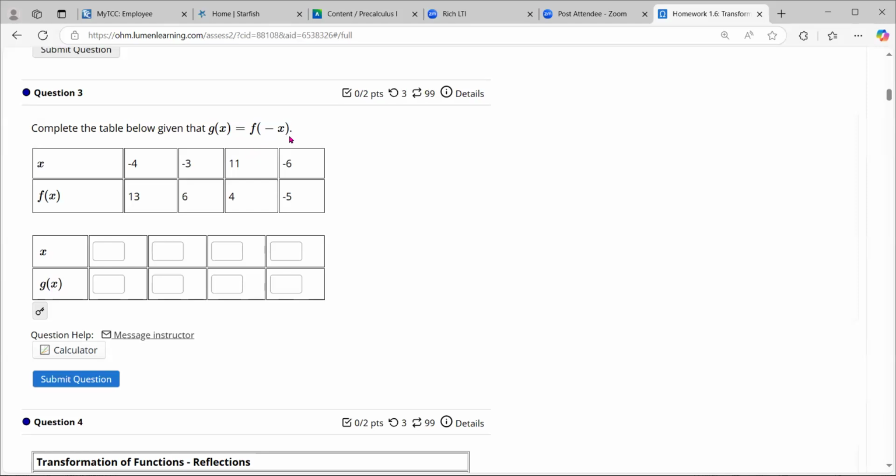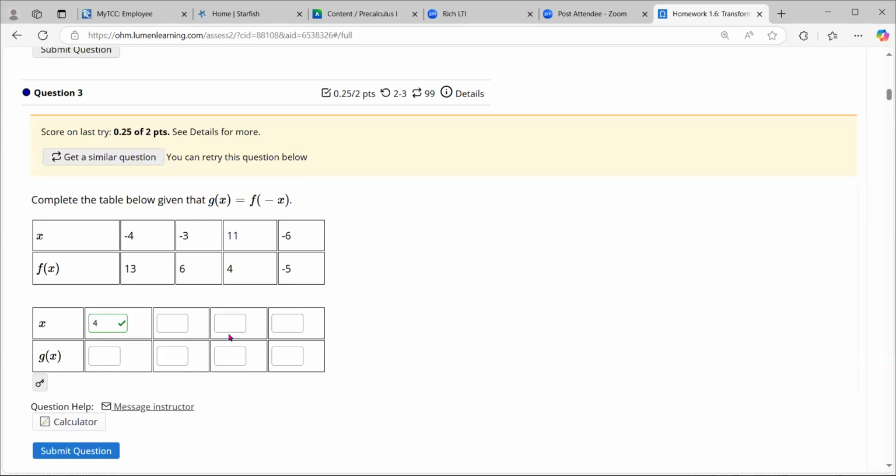g is f of negative x, all right? So since the -1 is multiplied with the input, x values will be directly affected. So what's the change to the x values? All the x values are going to become their opposites, right? x is -4 here, it is going to be +4. -3 is going to become +3. Oh, sorry, +3.